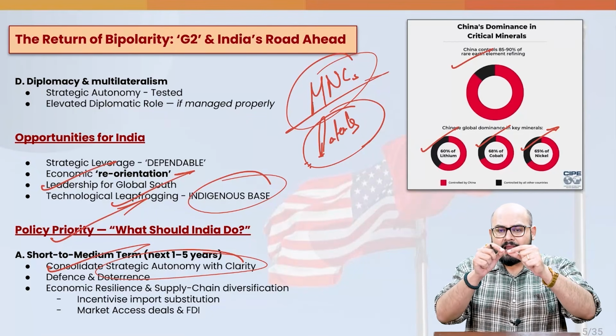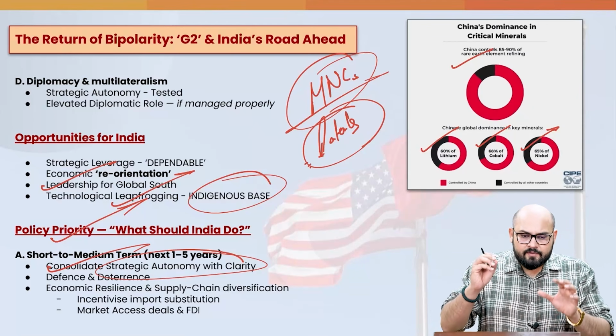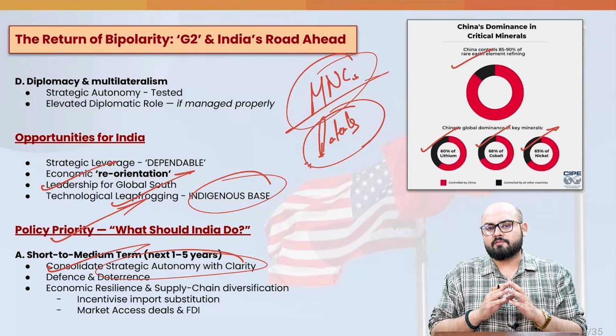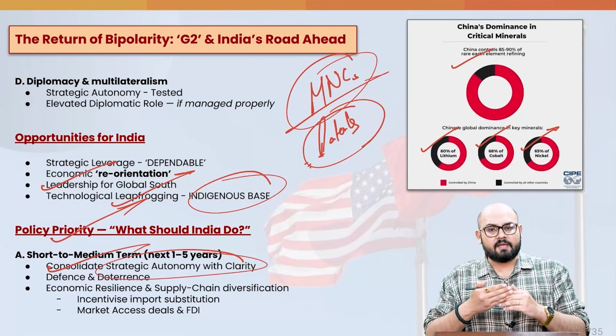See, we share a land border with China. We cannot ignore this fact, right? And we also have a huge power asymmetry. Even now, we have a huge power asymmetry between China and India, right?